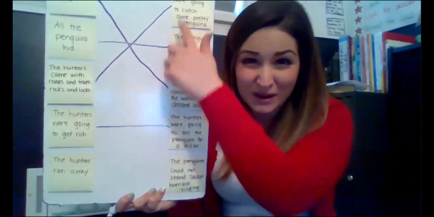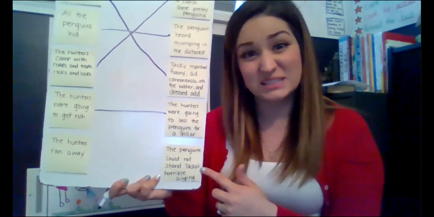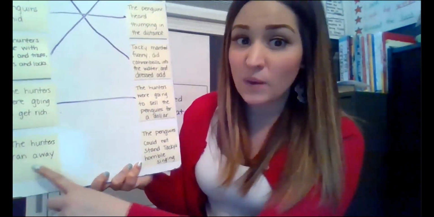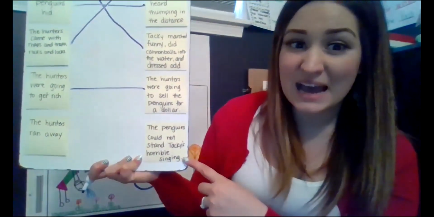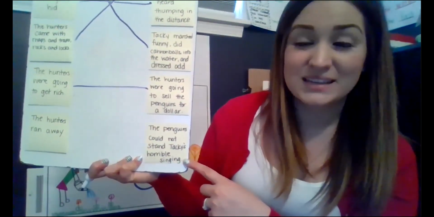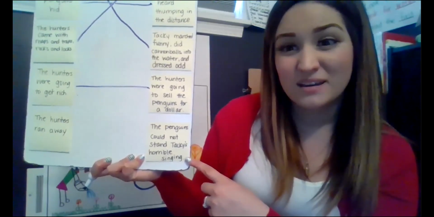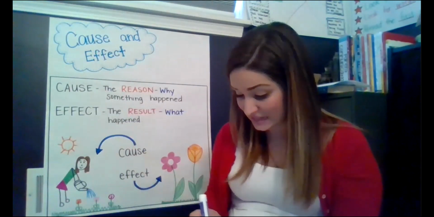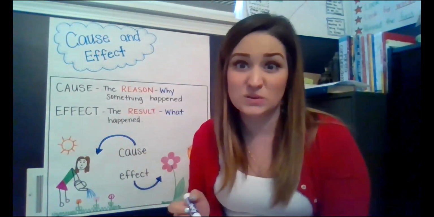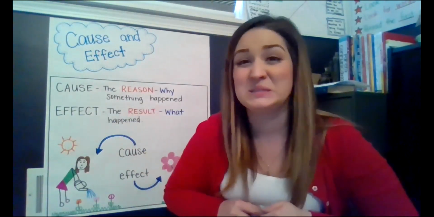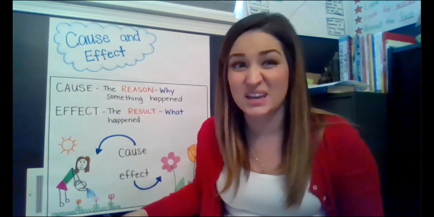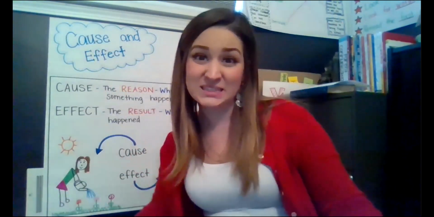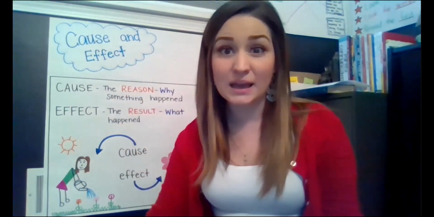And then that leaves these ones, but we have to make sure that they make sense because I want to know if I made any mistakes. As long as these make sense, I know I didn't make a mistake. So let's check. The hunters ran away because the penguins could not stand Tacky's horrible singing. Is that why the hunters ran away? Yeah, it is because Tacky was singing and they decided that there's no way that this was the land of beautiful penguins because that was horrible singing, not beautiful singing. So they ran away. Awesome.